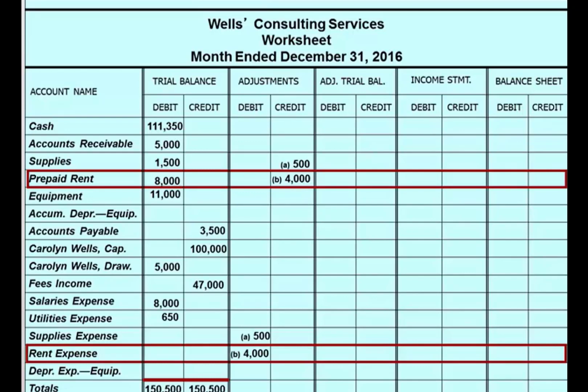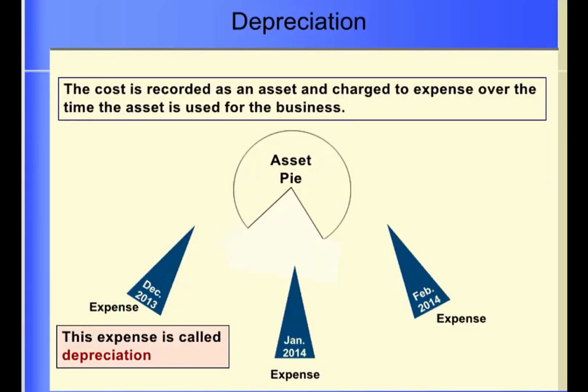Wells Consulting Services must make an adjustment to show that $4,000 of the prepaid rent has expired. We will debit the rent expense account by $4,000 and credit the prepaid rent account by $4,000. Here is how we enter the adjustment in the worksheet. Notice the letter B has been placed next to both the debit and the credit.